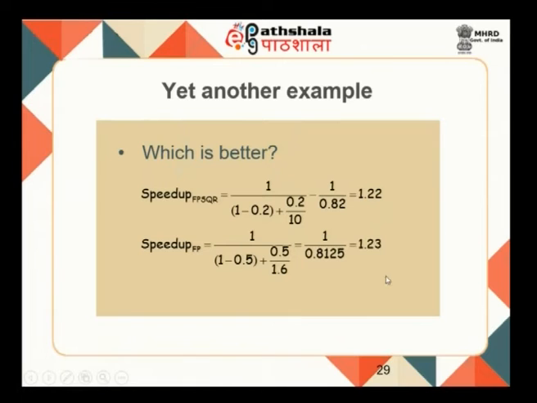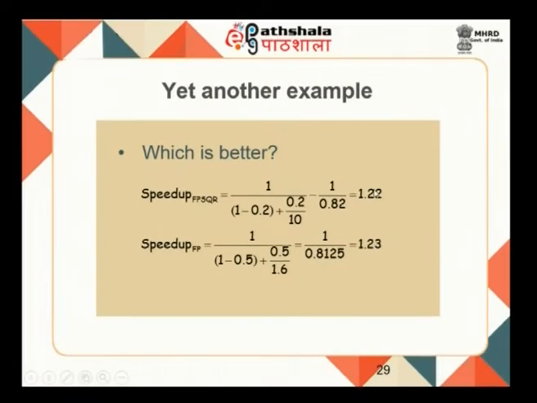So if you have to find out which is better, you will have to find out both the speed up values. The speed up value that you get if you improve the floating point square root operation alone works out to 1.22. So though you brought in a 10 times improvement in the floating point square root operation, floating point square root instructions are only used 20% of the time, so you get a speed up of only 1.22. On the other hand, when you improve the operation of all floating point instructions, even though you bring in a speed up of only 1.6, because 50% of the instructions are general floating point instructions, you almost get the same speed up as that of the original case.